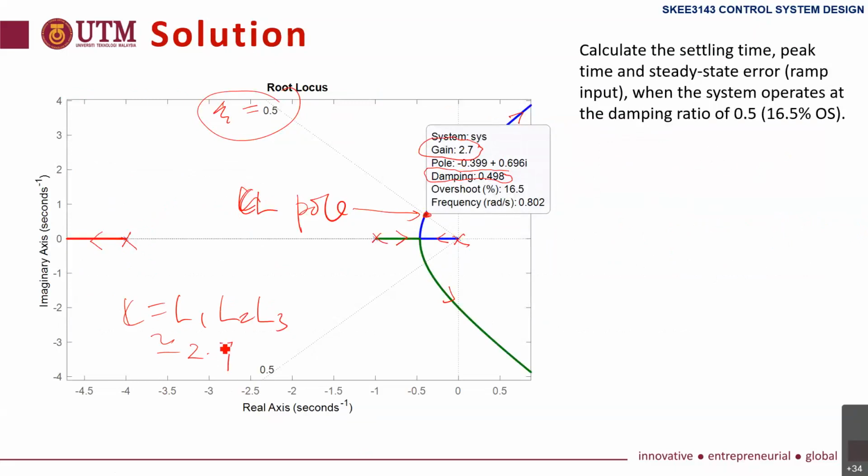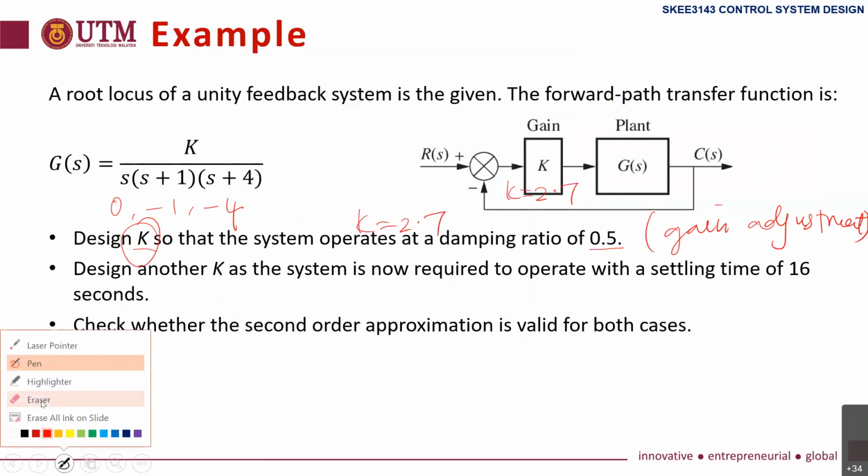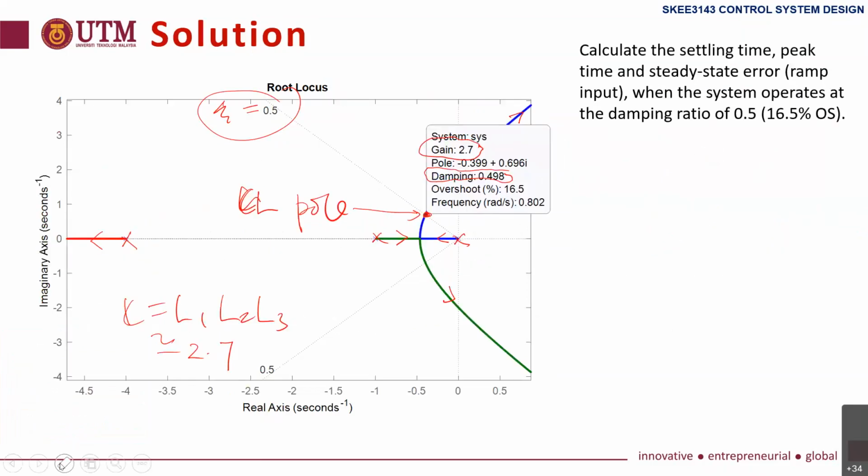So this is gain adjustment. In order to get damping ratio 0.5, we need to use K equal to 2.7. And then I added some more exact questions here. Calculate the settling time, peak time, and steady state error when the system operates at damping ratio 0.5.